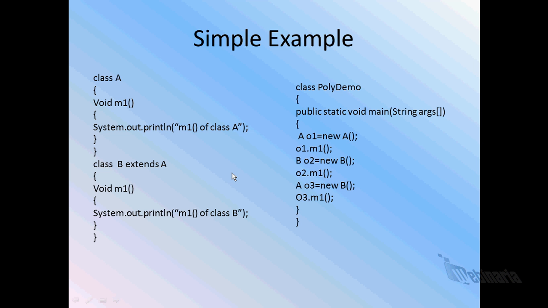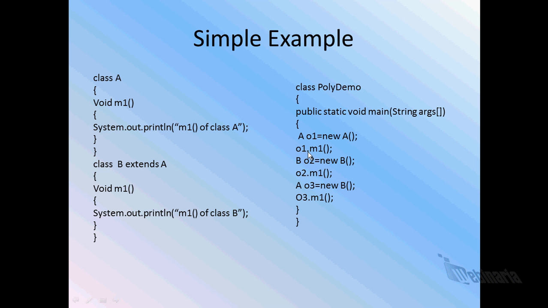Now I have taken another class, polydemo, the main class. I have written the main method. Now I have created three objects here, o1, o2 and o3. Now I am going to differentiate them. First, let us see the o1 object. The o1 reference is of type A, and the object I have assigned to it is also of type A, because I am creating the object of class A and assigning it to the reference variable of class A. So the same type on both LHS and RHS.